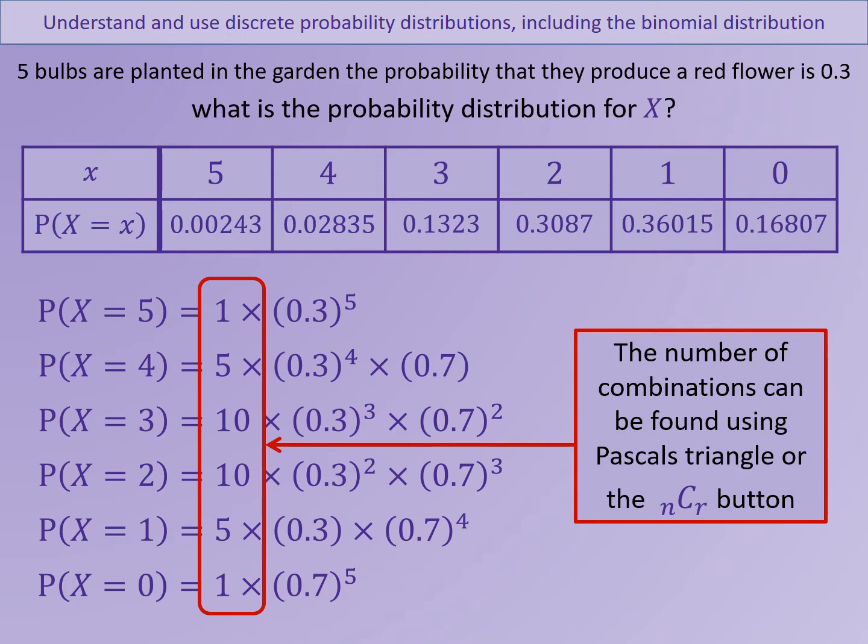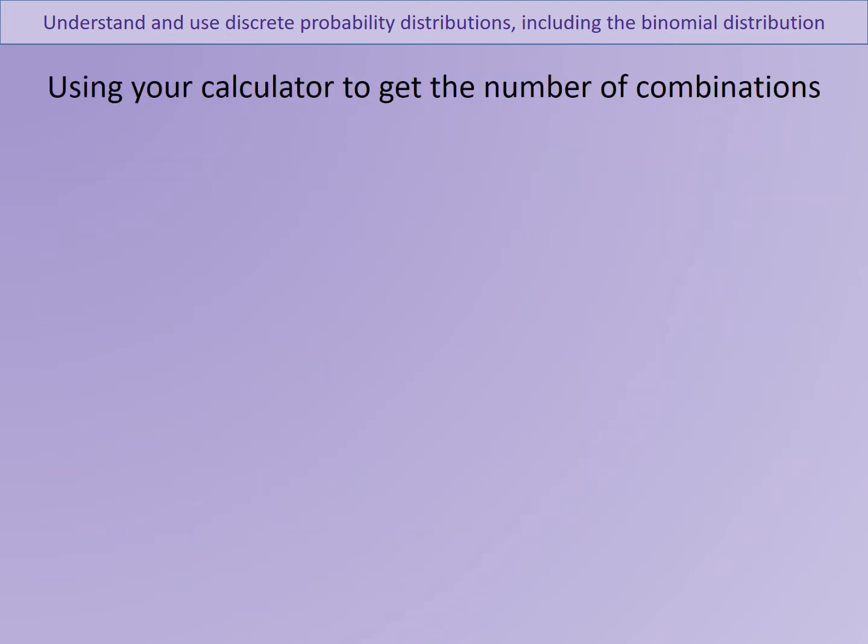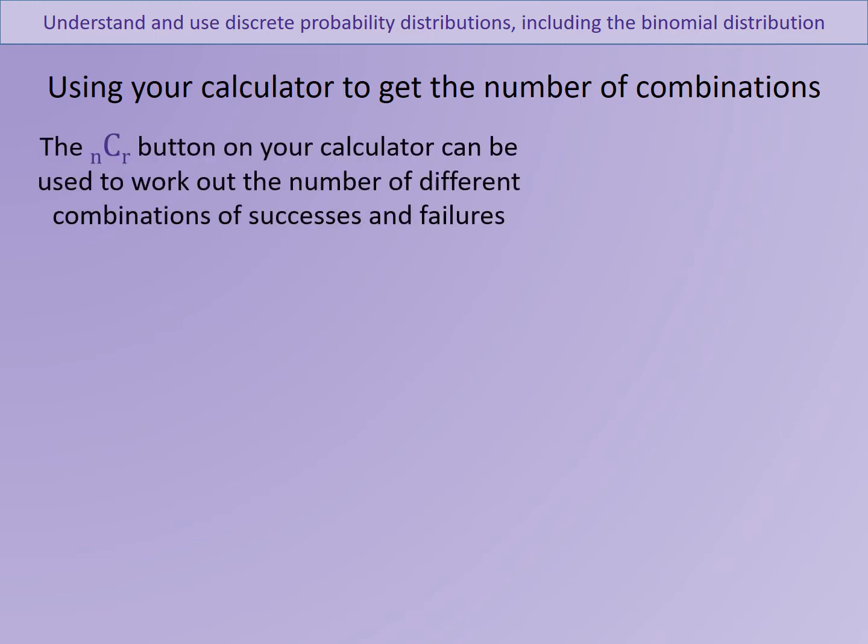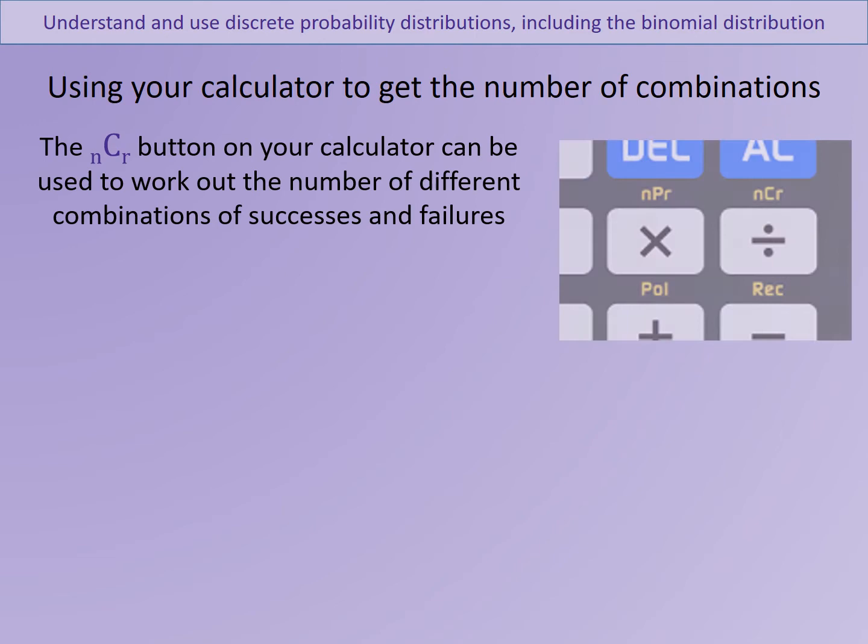These numbers at the beginning are the number of combinations, and we can find these out using the nCr button, just like we did in the binomial chapter. Now you can use your calculator to work out the number of combinations in a couple of different ways. So you've got your nCr button just above the divide symbol on your calculator.